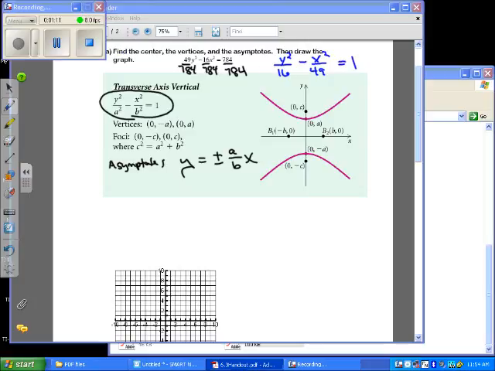The first thing we're asked to do is to find the center. The center we can tell is the origin, so I'll start with that.